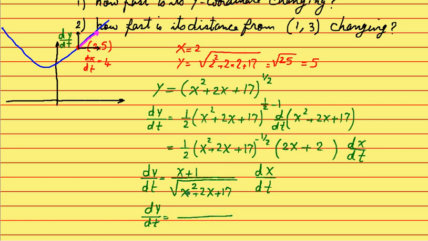Instead of x, I put my given x, this 2 plus 1. Denominator, you might remember we have done this thing once already, but if you wish to repeat, 2 squared plus 2 times 2 plus 17, that's just the y. dx/dt, that's the speed that's given to us, that is 4. So 2 plus 1 makes 3, denominator is 5, times 4. dy/dt turned out to be 12/5.